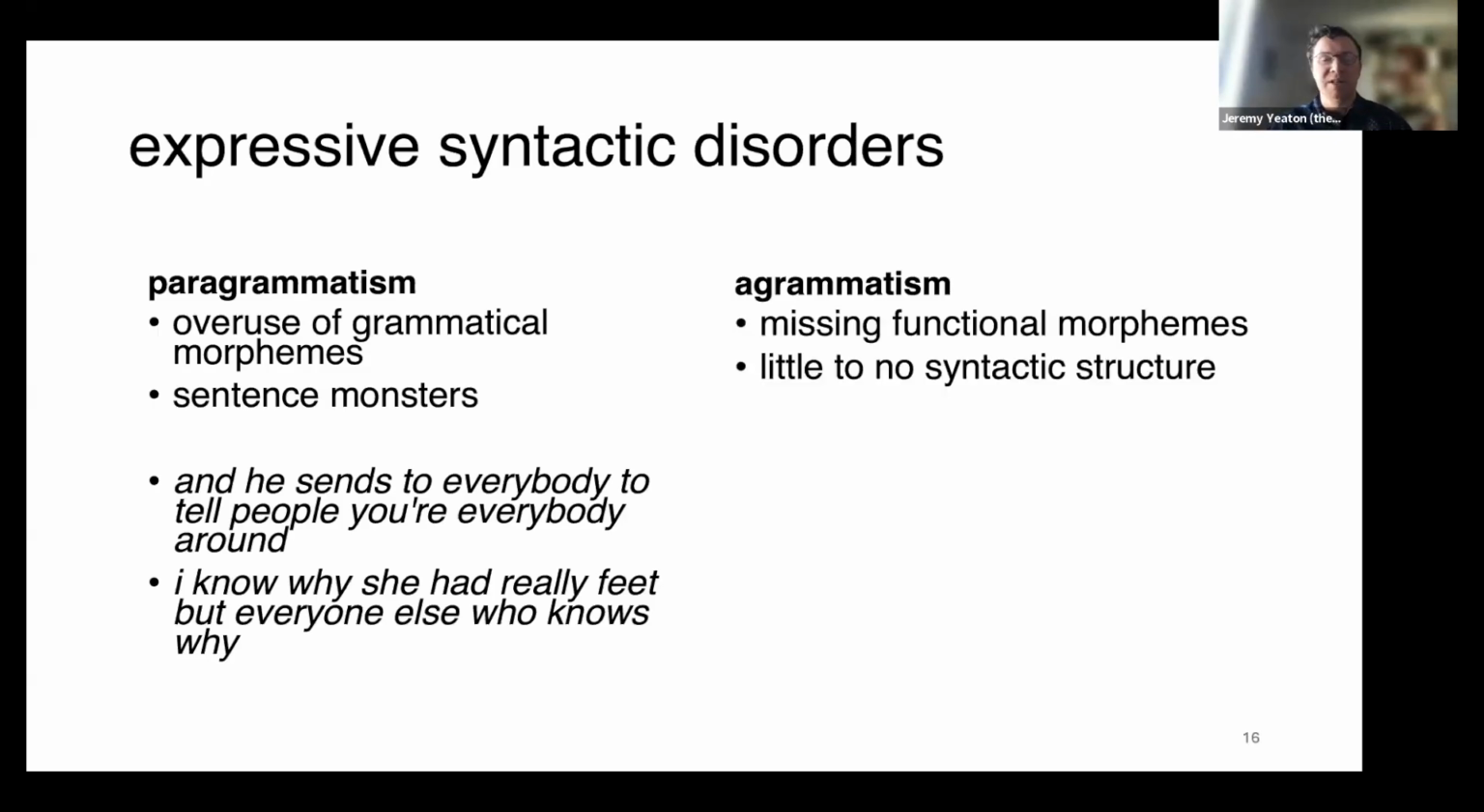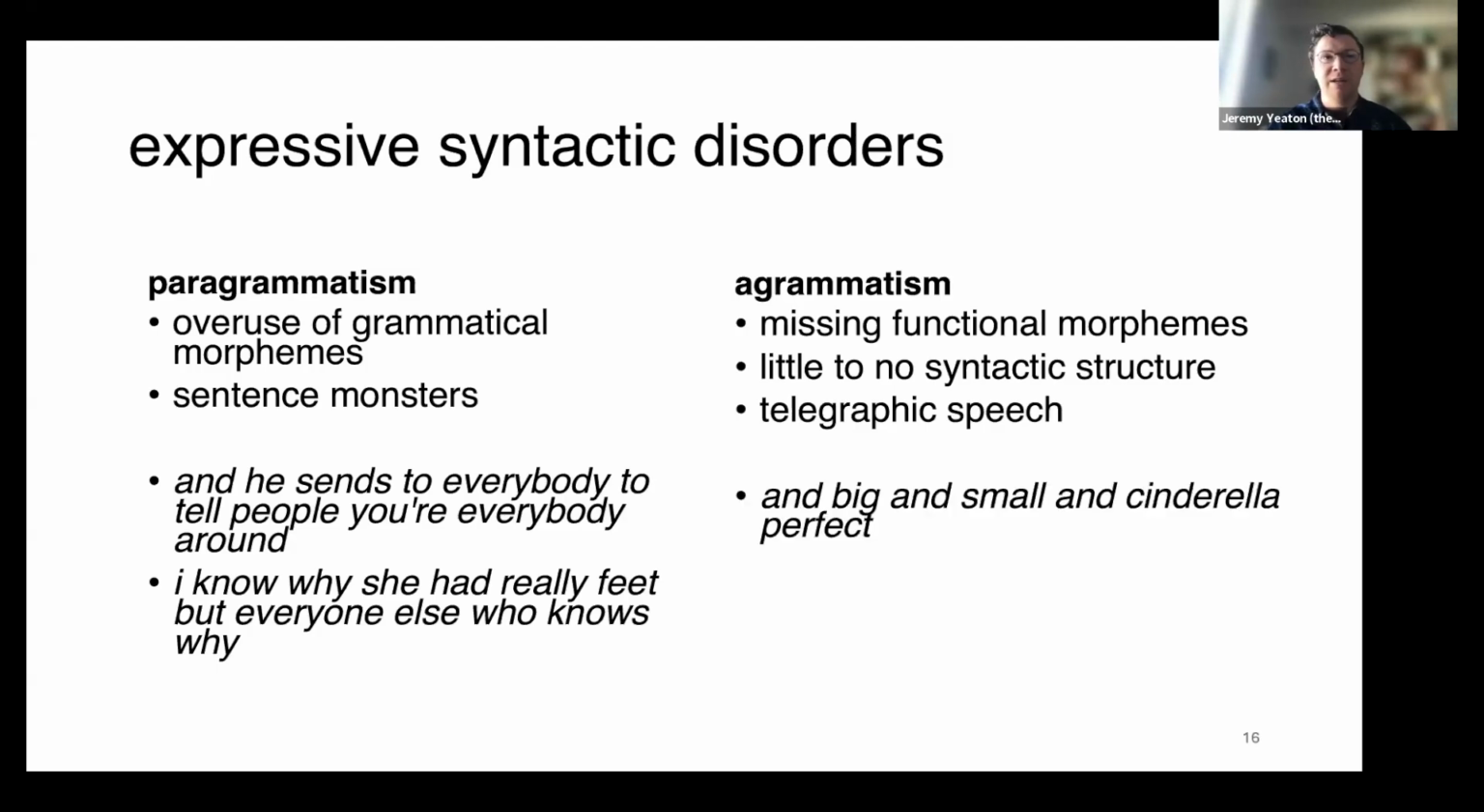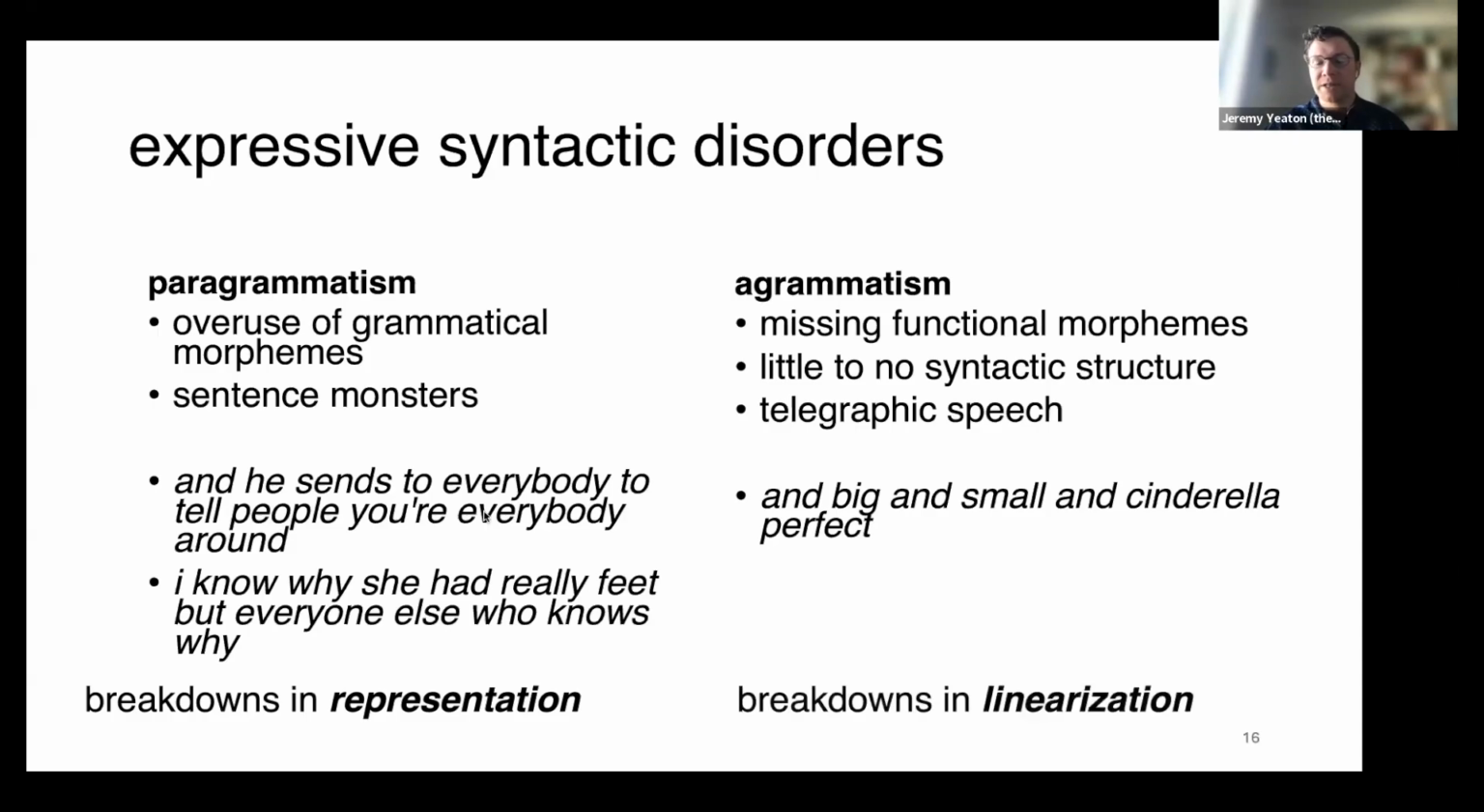On the other hand, we have agrammatism, which is missing functional morphemes and has little to no syntactic structure, and has therefore been characterized as telegraphic speech. So for example, "and big and small and Cinderella perfect." You can get a sense for what this person is trying to say, but the connective tissue of the sentence is gone. And so I'm going to argue that paragrammatism is predominantly a breakdown in the representation side of our psycholinguistic models of sentence production, whereas agrammatism is a breakdown in the linearization side of the processing.